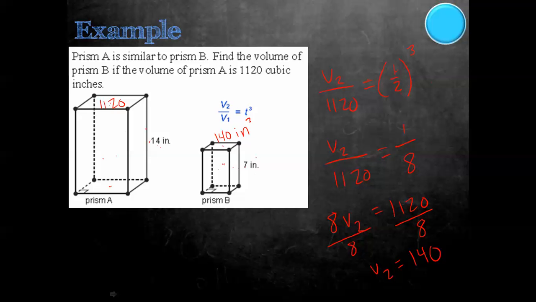cubic inches. And to check your work, take 1,120 and multiply it by 1/2 cubed. That would be 0.5 times 0.5 times 0.5, which is 0.125. Multiply that by 1,120, and that's going to give you 140. So that is our new volume.